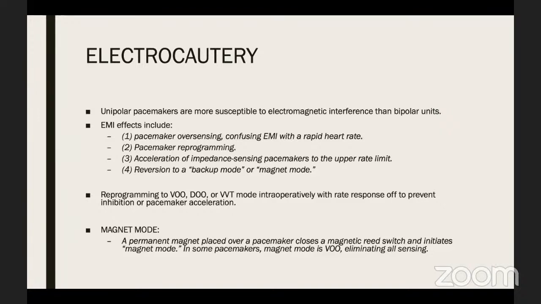And so we usually reprogram the pacemaker to VOO or DOO, which is pacing the ventricle regardless of the sensing, or in VVT mode intraoperatively with the rate response to prevent the inhibition of the pacemaker acceleration. Magnet mode is when a permanent magnet placed over the pacemaker closes a magnetic reed switch and initiates the magnet mode in some pacemakers. Magnet mode is usually considered as a VOO to eliminate all the senses.